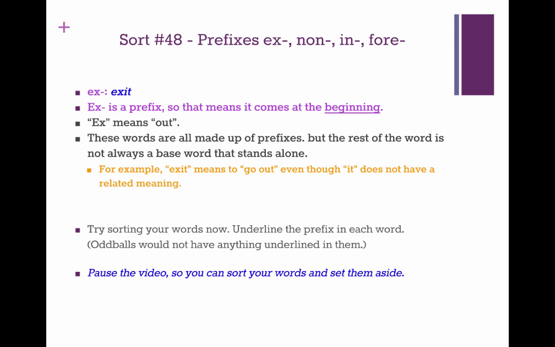So for example, exit means to go out, so if you take off EX, you just have it left. It does not have a related meaning. So it, as what would be left when you take away the prefix, does not have a related meaning, but X, the first part of the word, does have a related meaning where it says out. So you're going out, you're exiting. So they're related.